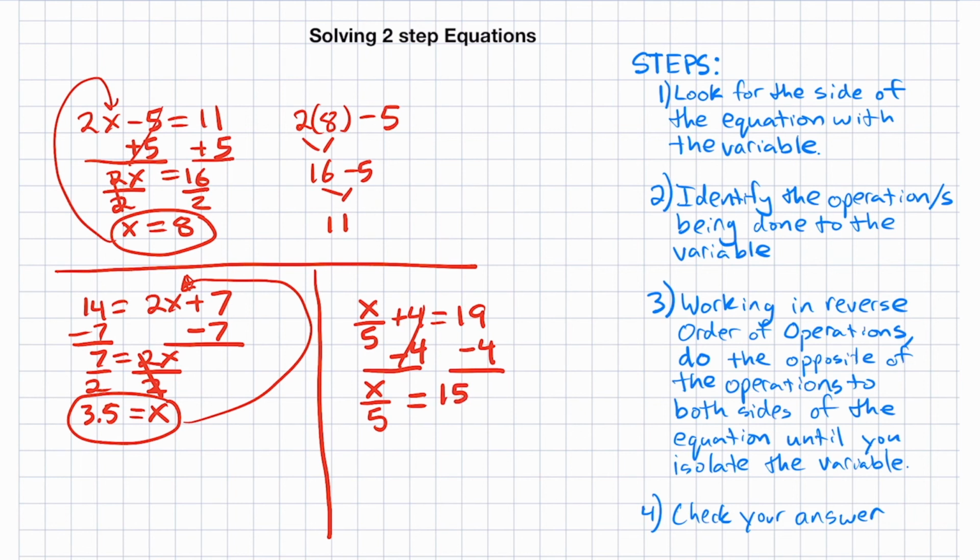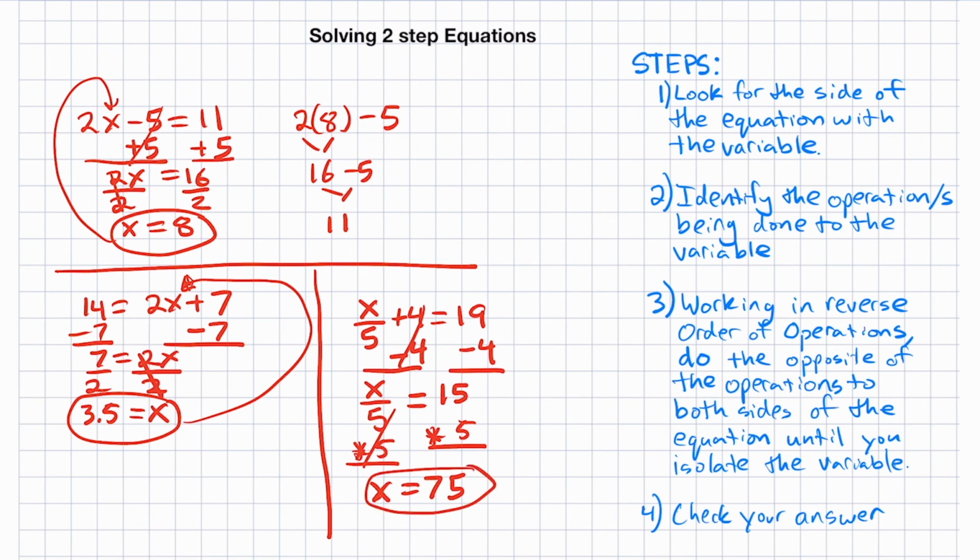Then I'm going to have to do the opposite of the remaining operation. On the left-hand side, it's divided by 5. The opposite of that is going to be times 5. So both sides are going to have to be times 5. That'll cancel that out and isolate our variable. 15 times 5 would give me 75. And then that would mean my x is my answer.